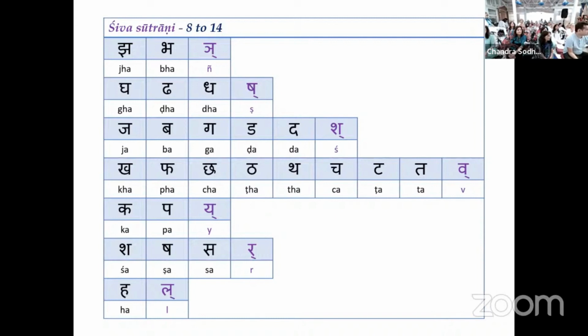So I don't hear this mahaprana. Ka, pa, cha, ta. Mahaprana should be there, right? Okay, shall we chant once again? Ka, pa, cha, ta, chatatava. Once again. Ka, pa, cha, ta, chatatava. Kapaya. Shashasara. Hala. Okay, good. Is it a bit clearer?